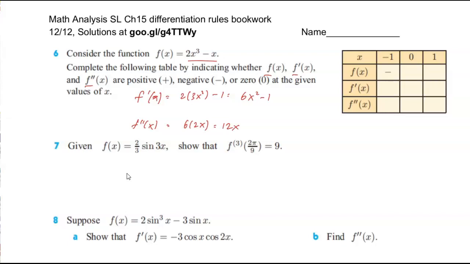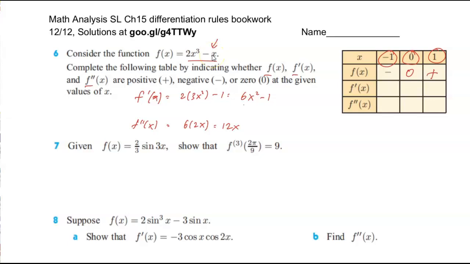So what are the values when I plug in negative 1, 0, or 1? Let's start with negative 1. If I plug negative 1 into f of x, I would have 2 times negative 1, because negative 1 cubed is negative 1. So it would be negative 2 minus negative 1, so negative 2 plus 1, it would be negative. So I put negative here. When I put 0 in here, it would be 0 minus 0, which would just be 0. And if I put positive 1 here, it would be 2 times 1 minus 1, so it would be positive 1, so it would be positive.